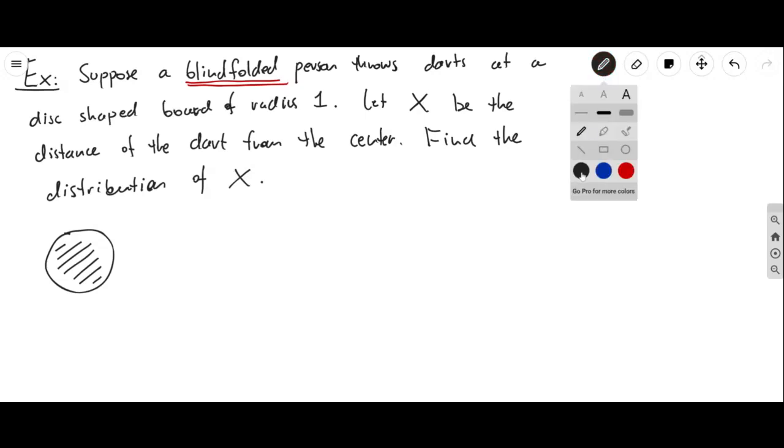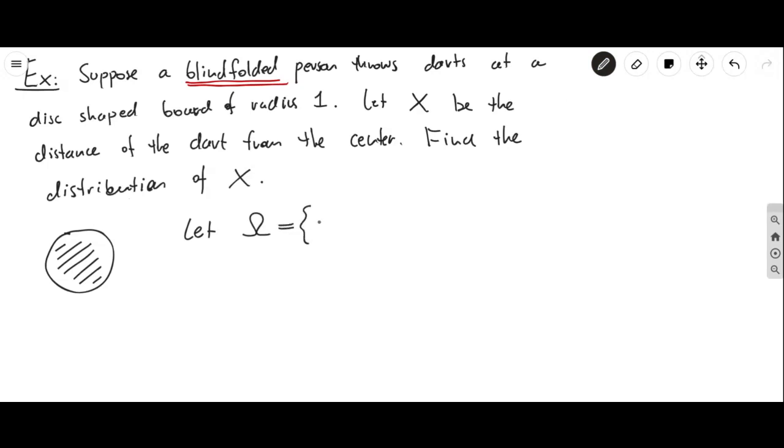So first we need a sample space. So we're going to let the sample space consist of complex numbers. I'm going to use complex notation. They will consist of complex numbers with the property that the norm of the complex number, the absolute value of the complex number, is bounded by 1. This is how you get the unit disk. That would be our sample space. Okay, so we have captured the set of possible outcomes.